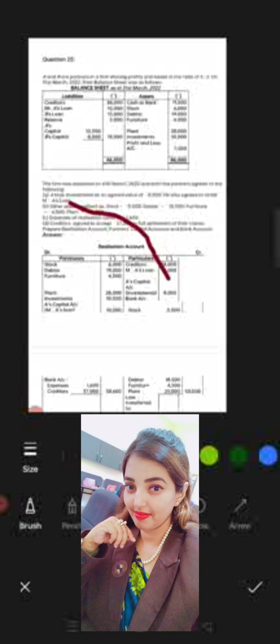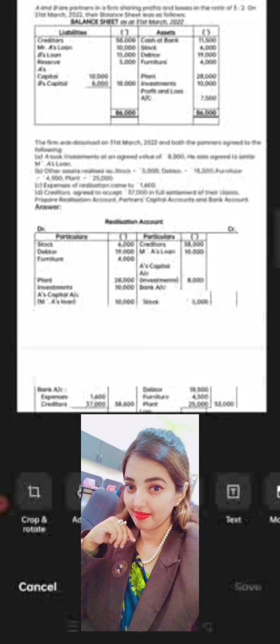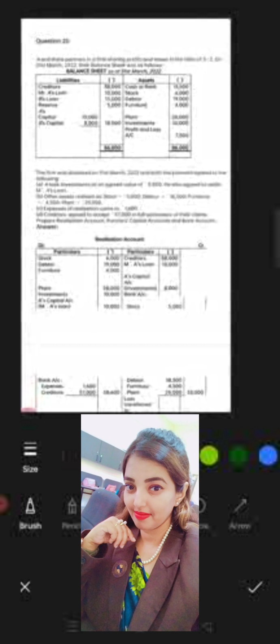A's loan. Then this 10,000, whatever loan there is, what will you do? You're going to show it here, that is A's capital, Mrs. A's loan. Okay, so now other assets, not taken over by any partner, it's just normal, you're going to sell it for the outsiders.